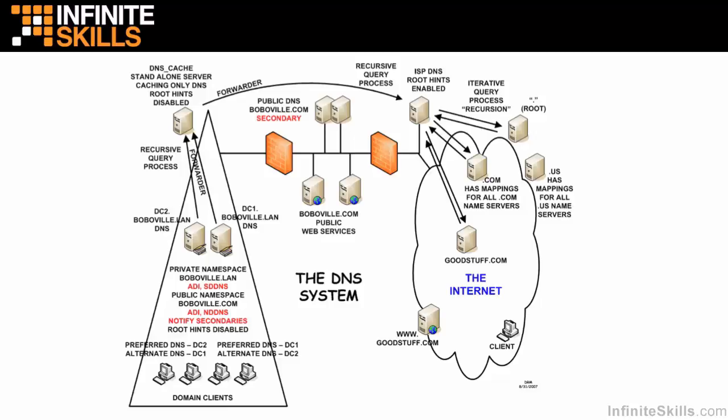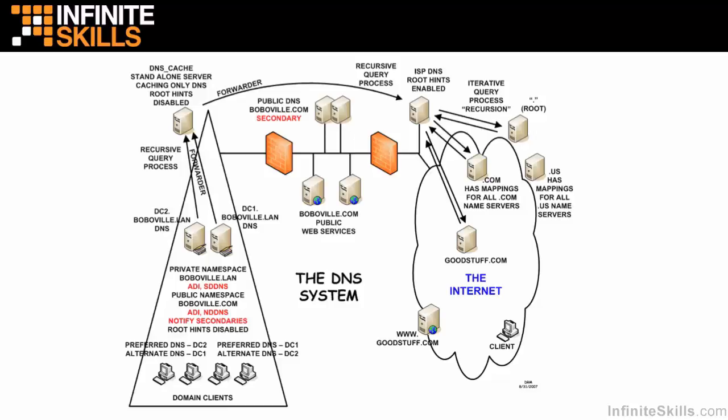Now that server will have his root hints enabled, and that means he's going to do the iterative query process out on the public internet to identify the actual IP address for the server named www.goodstuff.com, the query that came from that client back in this private environment. So he's going to run to the root server, submit a query. That root server will point him to the .com server.